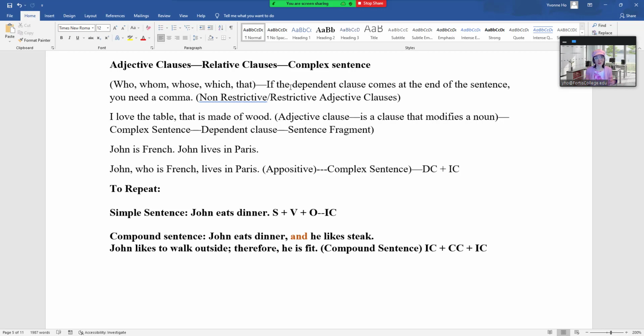Right now, all I want you to focus on is this: when you have a regular subordinating conjunction at the beginning of the sentence, you put a comma. With a regular subordinating conjunction at the end of the sentence, no comma. However, when you're using who, whom, which, that, if the dependent clause is at the end of the sentence, you use one comma, and if it's at the beginning of the sentence, you use two commas. One comma at the beginning and one comma at the end.